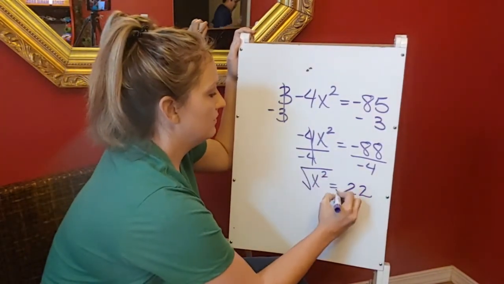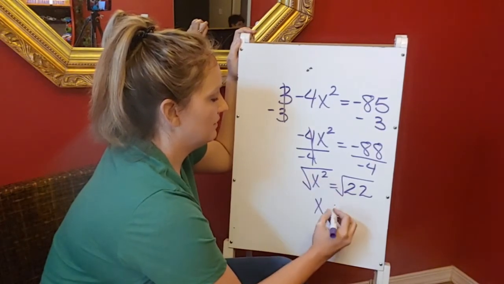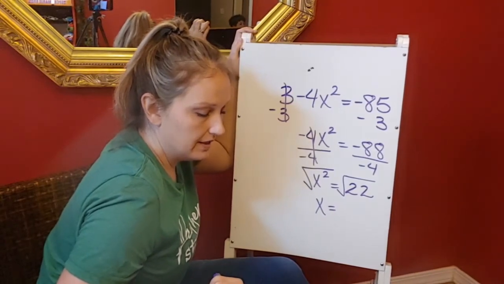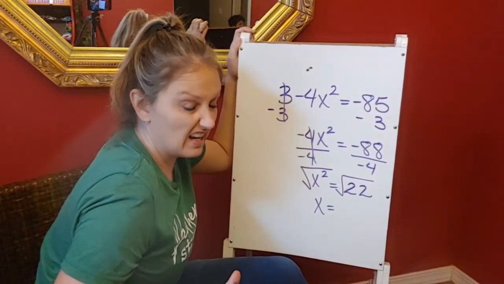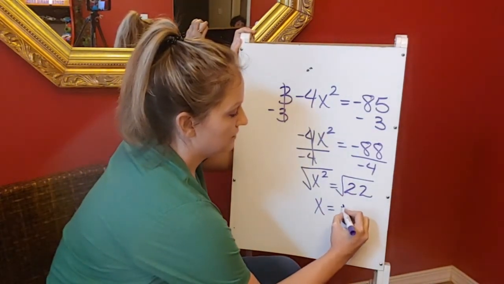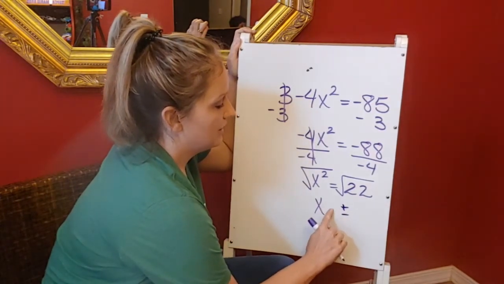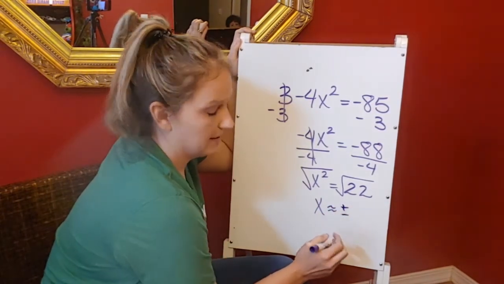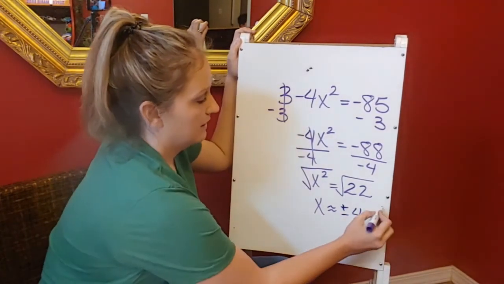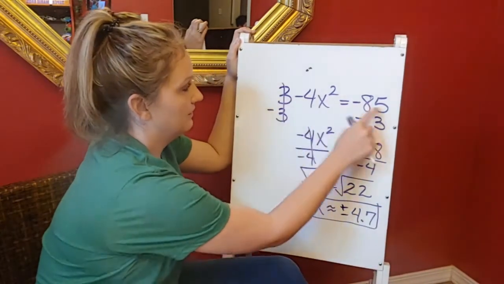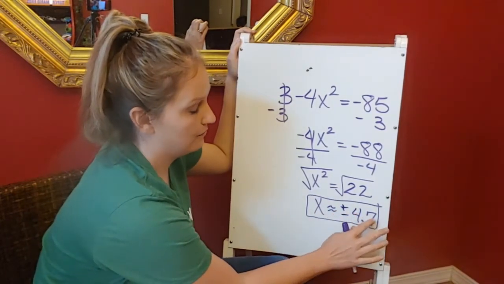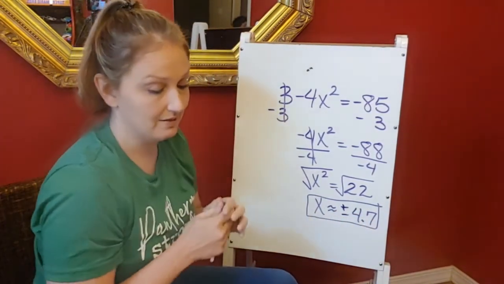I'm going to take the square root of both sides. So the square root of x squared is just x. And the square root of 22 is 4.6904 and so on. We're going to round that. Remember, we're taking the square root, so it's going to be plus or minus. I'm actually going to change my equal sign to an approximately because I've rounded this to 4.7. So the graph of this equation is going to cross the x-axis at approximately positive 4.7 and negative 4.7.